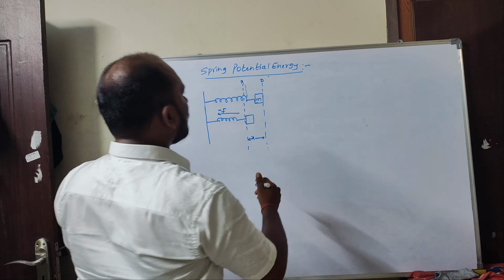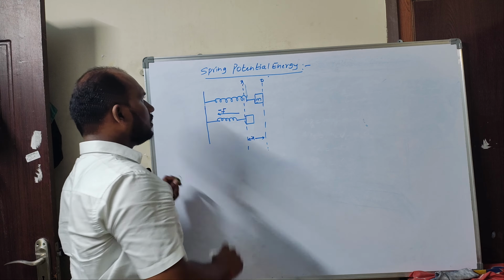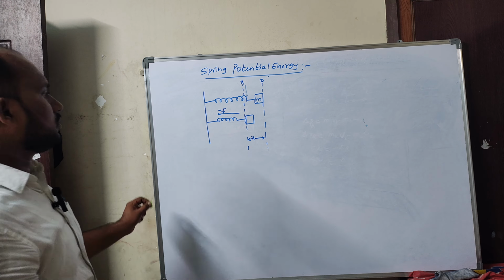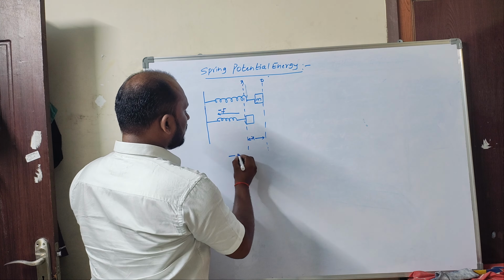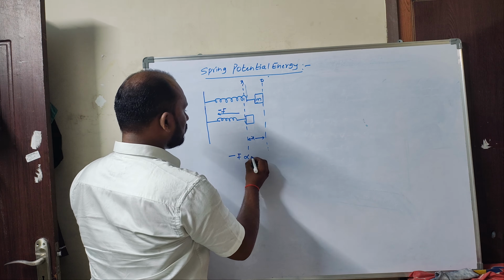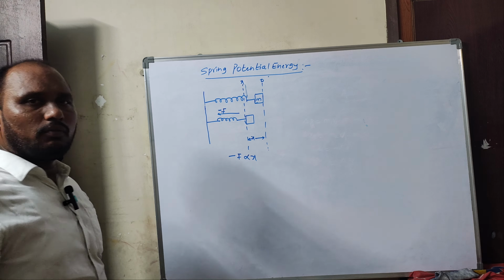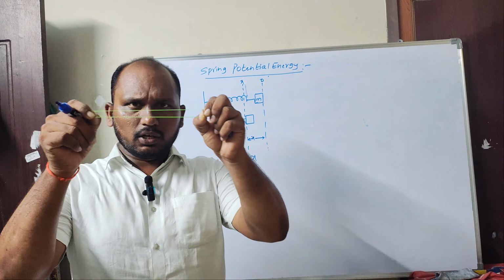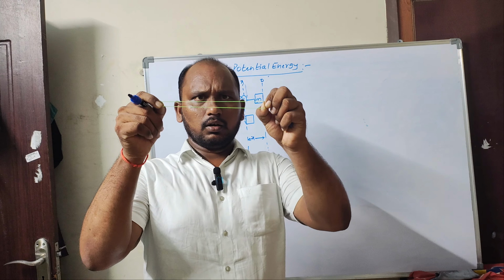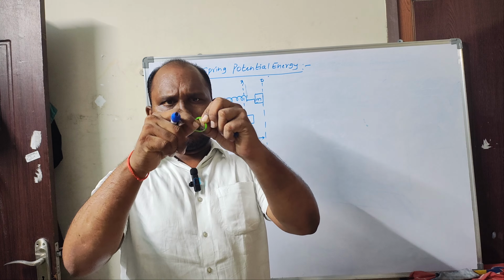Observe. What is the direction of this force and displacement? Minus F is directly proportional to x. So the force experienced on this rubber is always opposite to the displacement.